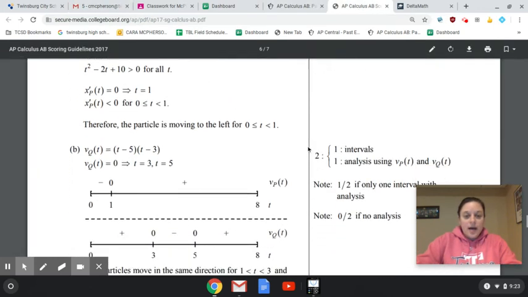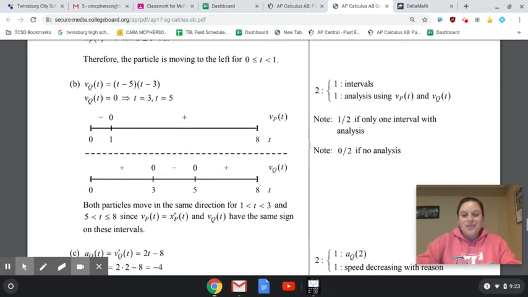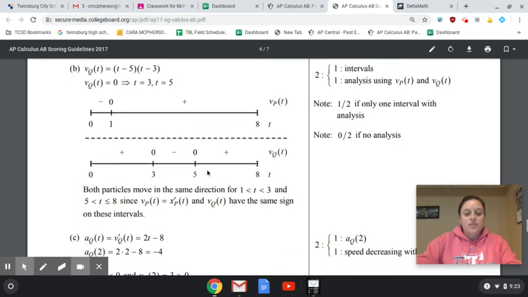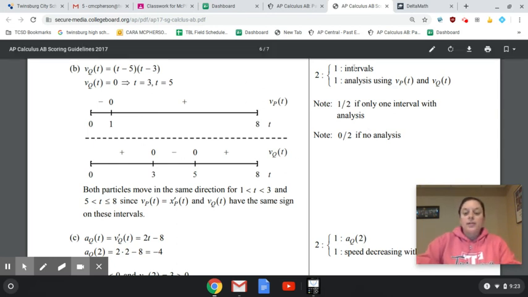They said you essentially set up intervals. So this is kind of only one interval with analysis. If you only looked at one part of it, I can see that's what they must be saying, because there's two intervals: 1 to 3 and 5 to 8. So if you only had one of those two intervals, you can get a point. If you never analyze, if you never talk about positive versus negative, then they're not going to give you anything. The 2 points come from one saying the two intervals and one saying I'm using these two velocities and comparing side by side. They actually did one on top of each other.